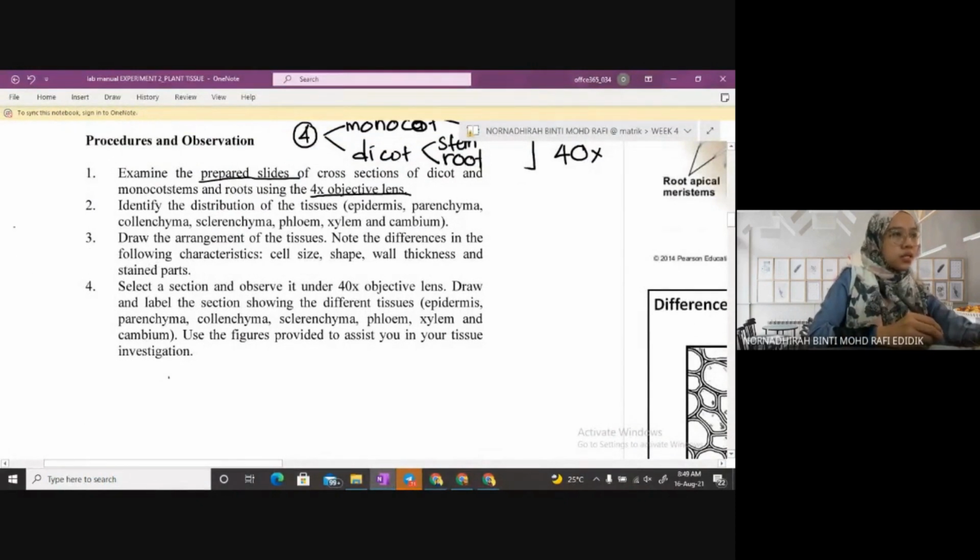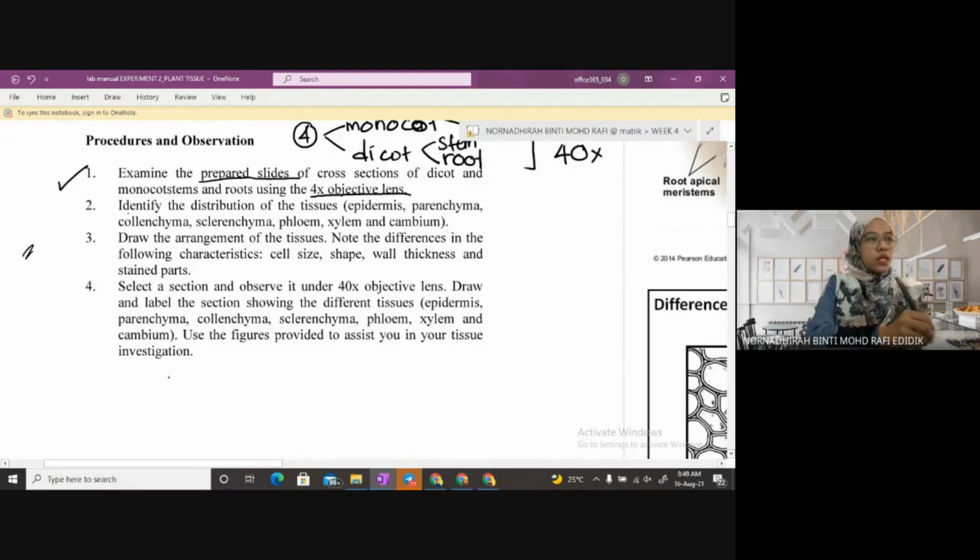Okay, so kita dah cover yang pertama. So itu yang you guys akan nampak tadi. You guys akan nampak the whole structure of monocot stem, monocot root, dicot stem and dicot root. Biasanya you guys memang kena cari keempat-empat ni lah. Biasanya you guys akan tanya siapa ada monocot root, siapa ada dicot root, sebab you guys memang kena observe dan lukis.